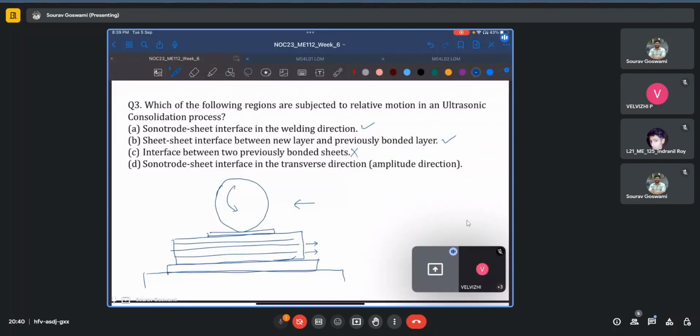And the sonotrode sheet interface in the transverse direction, or the amplitude direction. So we know that there are two forms of motion between the sonotrode and the top sheet. One is the welding motion, where the sonotrode is traversing over the metal foil. The second is this transverse motion, which is actually the ultrasonic amplitude. And we read how because of the knurling and the surface finish of the sonotrode, which ensures there is no slipping and relative motion between the sonotrode and the top surface of the top foil, there is no relative motion there as well. Thus, options A and B are suitable.